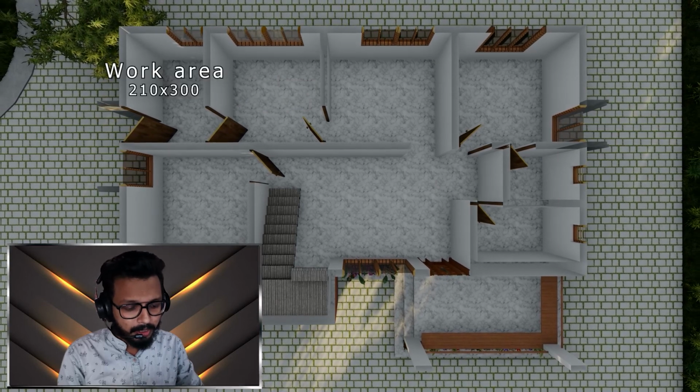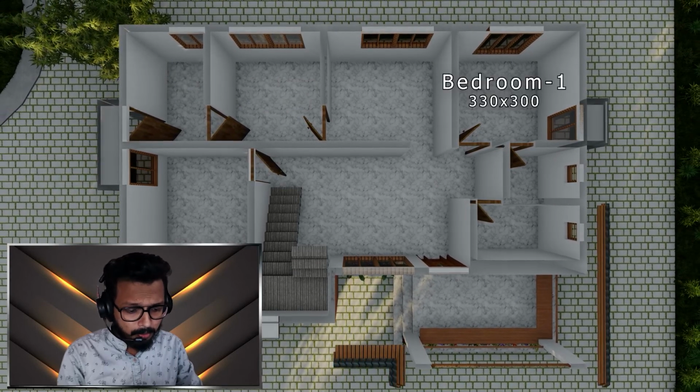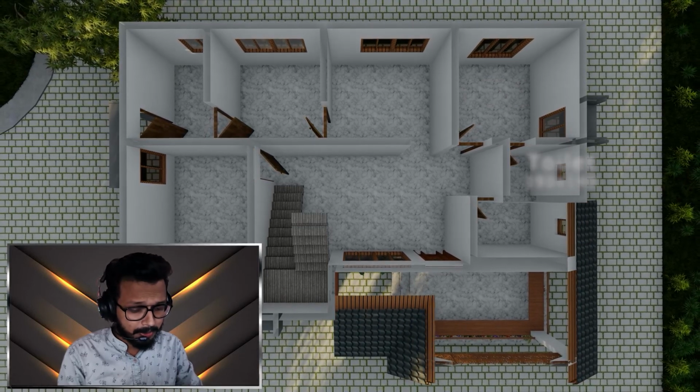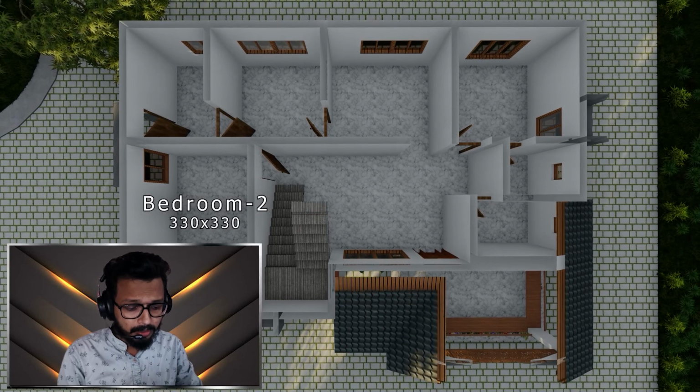Work area is 210 into 300 centimeter. Bedroom number 1 330 into 300 centimeter. Bedroom toilet 190 into 140 centimeter. Bedroom number 2 330 into 330 centimeter.